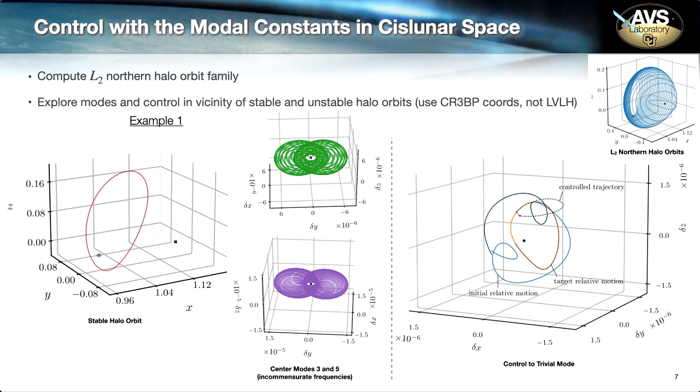Besides the associated drift mode, all other modes are composed of incommensurate frequencies, so they trace out these unintuitive shapes on long time spans. And in this example control application over here, we start in the center subspace, which is bounded but not periodic, and we target bounded and periodic relative motion here in orange in the trivial mode. So this dashed line here gives the control trajectory. These little red dots give the control maneuvers, and we see that the target motion is achieved.